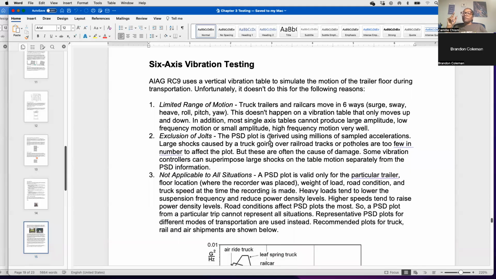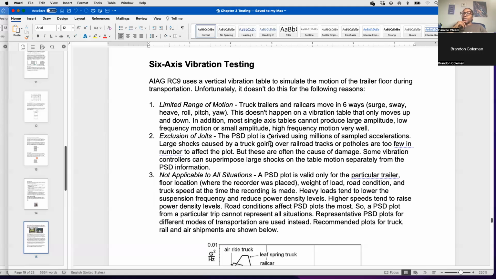So again, if you have a vibration table that can move it omnidirectionally, then it's going to be a little bit better, but most vibration tables are just moving up and down. So you're not going to catch all the different movement in all the axes. The next one is this profile. It doesn't really capture what's actually happening.